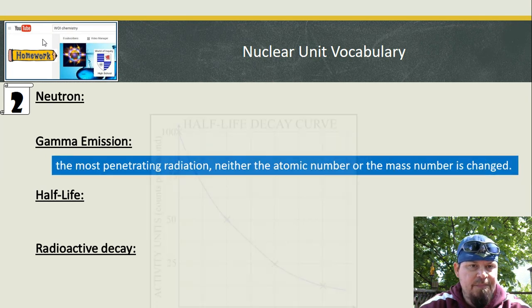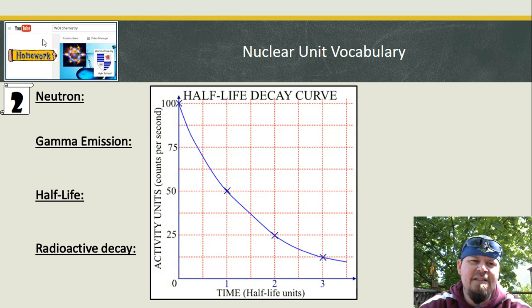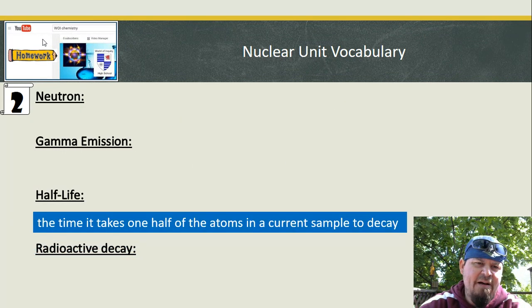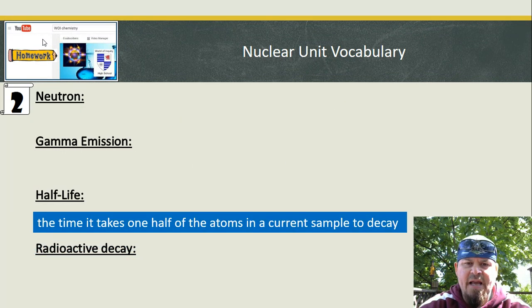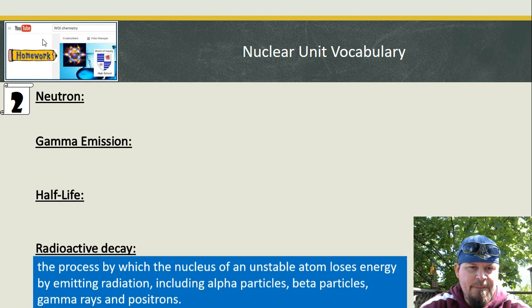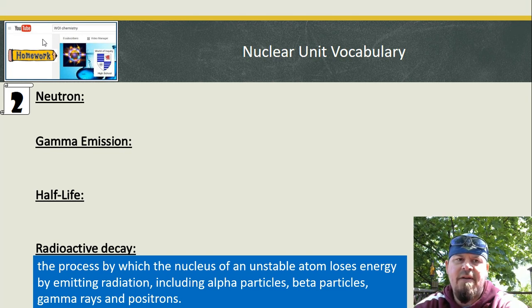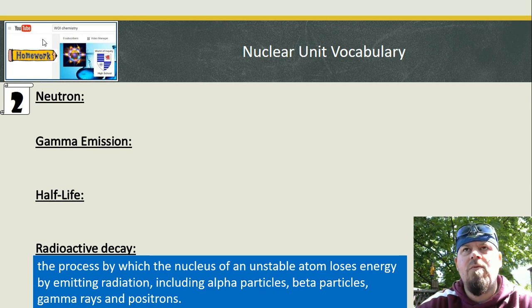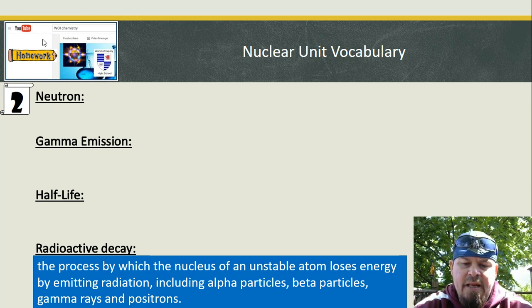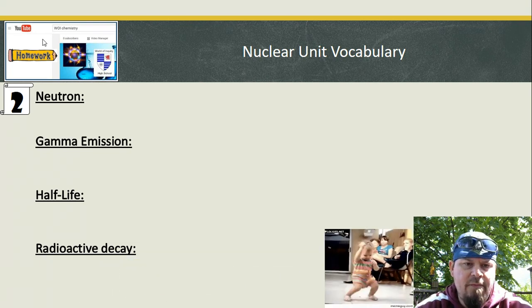Okay. Half-life. This is one of the keys to the whole unit. Half-life is the time it takes for half of the atoms in a current sample to decay. If I have 50 grams, I will have 25 grams at the half-life. Radioactive decay is the process by which the nucleus of an unstable atom loses its energy. Could be alpha, beta, gamma, or positrons, and it's kind of predetermined which kind of decay an isotope is going to give off, and we have a reference table for that.